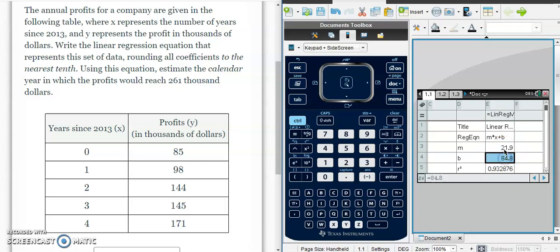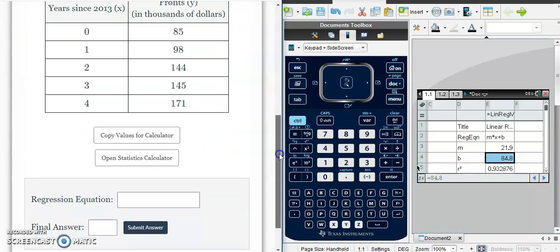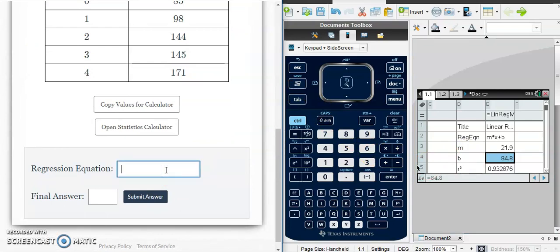Remember, if you click on these values down here, if it's something that you need to round, that's the other thing you want to be aware of. Here it says linear regression equation that represents rounding all the coefficients to the nearest tenth. So make sure you're aware of the rounding. Sometimes it'll be tenth, hundredth, thousandth, even ten-thousandth, so just be aware of that. Once you've got the equation, I could come right down here and enter this in: y equals 21.9 times x plus 84.8. I could go ahead and enter my equation.